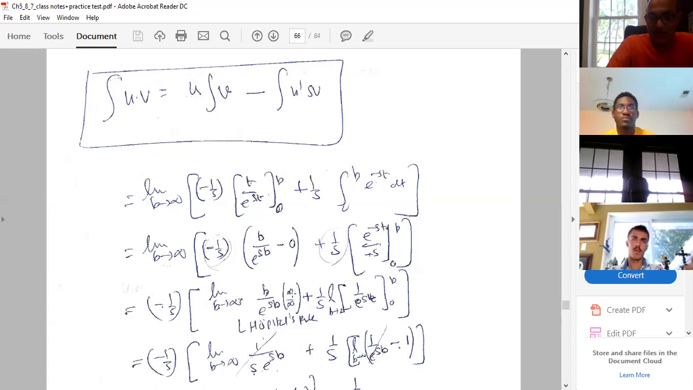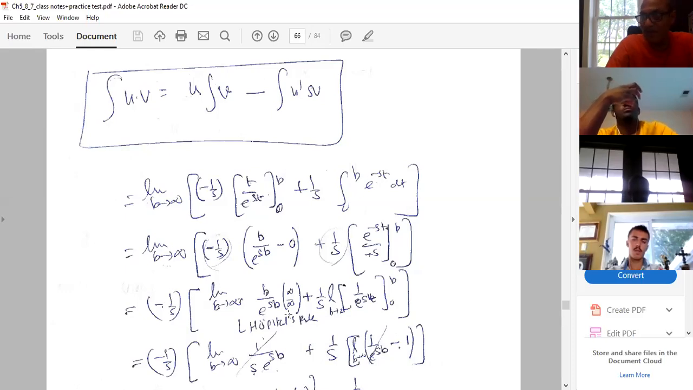So after getting either 0 over 0 or infinity over infinity, you can only apply L'Hopital's rule. There are other indeterminate forms like 0 times infinity and infinity minus infinity. If you have these types of forms, convert them to either 0 over 0 or infinity over infinity. Sometimes you may get exponential indeterminate forms like 1 to the power infinity, 0 to the power 0, infinity to the power 0, something like that.